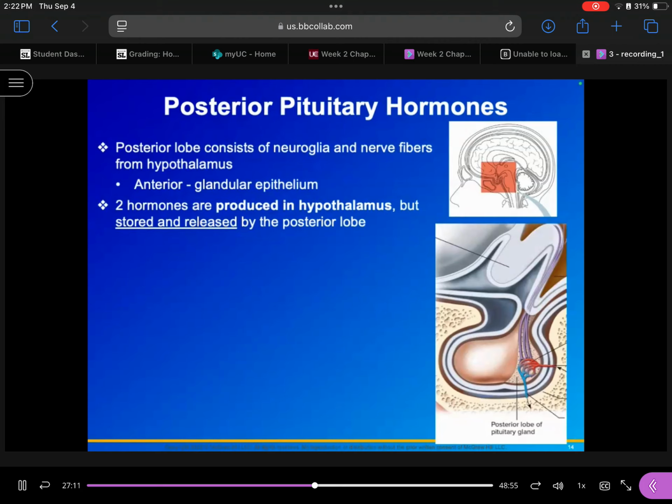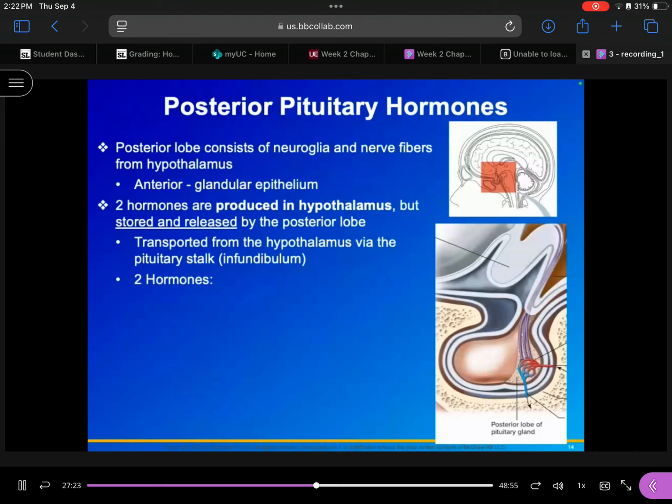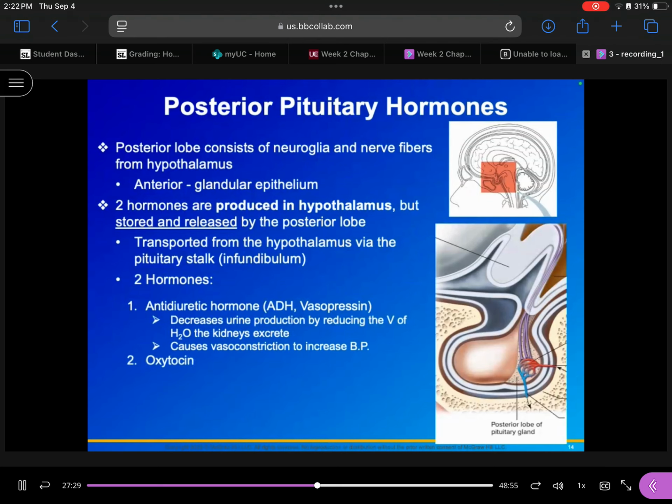But it does store them and release them. Hence, I had it underlined there. All right. So these hormones are going to be transported from the hypothalamus whenever it is stimulated by the pituitary stalk, or the infundibulum. And these two hormones are going to be antidiuretic hormone and oxytocin.